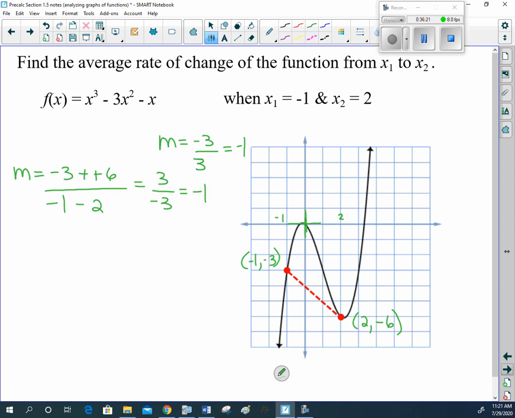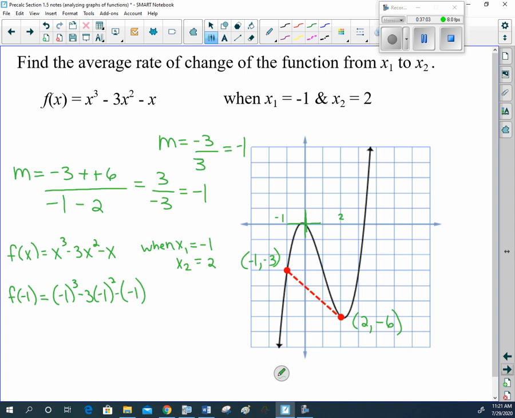Okay, if you don't have a picture, so this one was nice because I had a picture. What if the picture was gone and all I gave you was f of x equals x to the third minus 3x squared minus x, no picture, and I said the same thing, when x1 is -1 and x2 is 2. You have no picture, so how are you going to do that? Well, you're going to have to take -1 and plug it into that formula and figure out what the y value is. If I don't give you a picture, you still have to find the points.